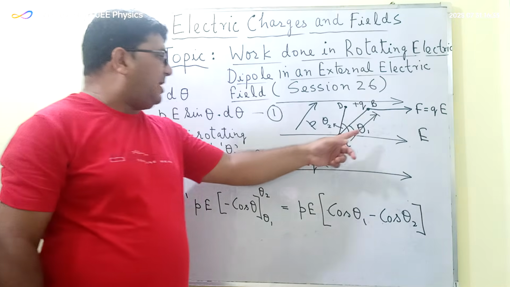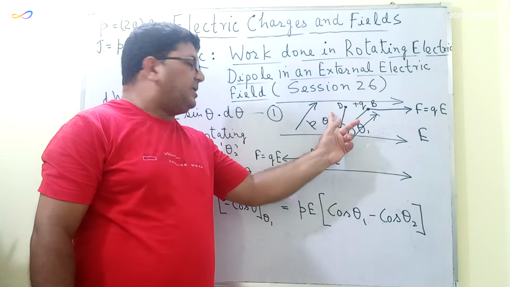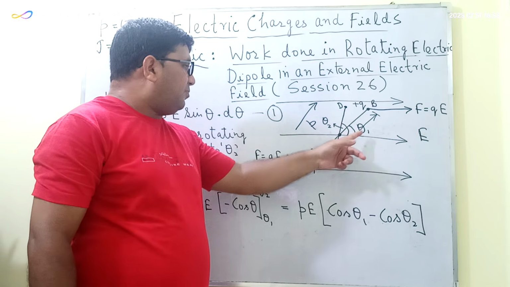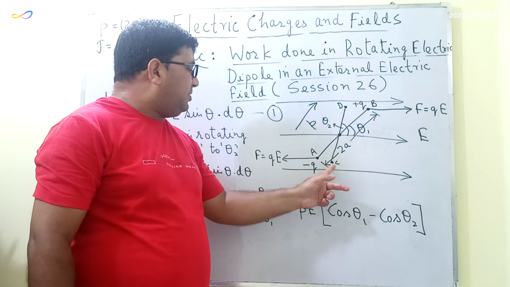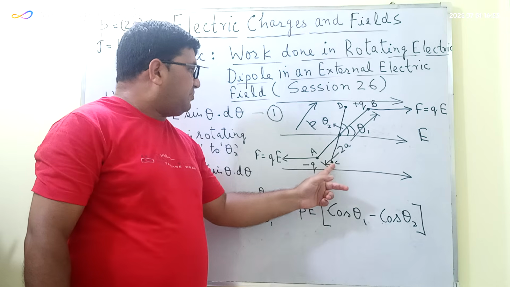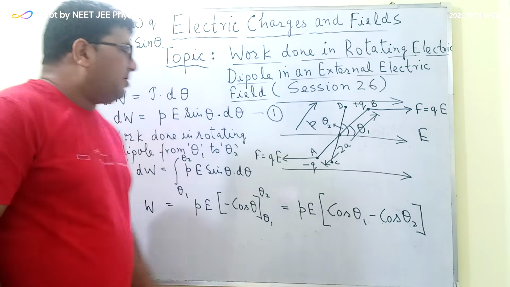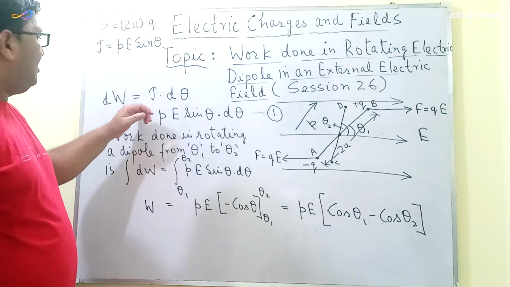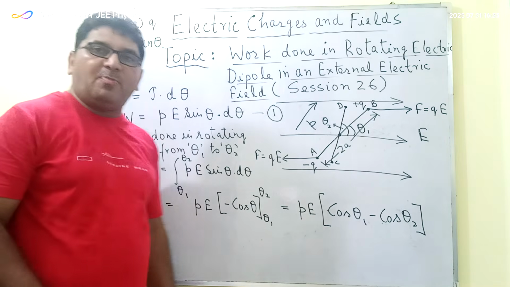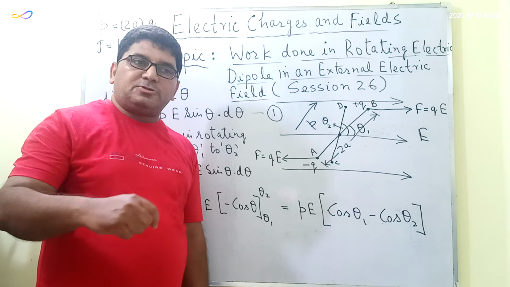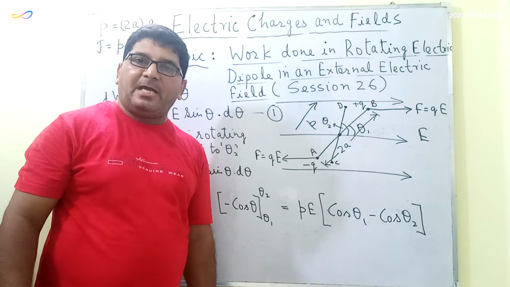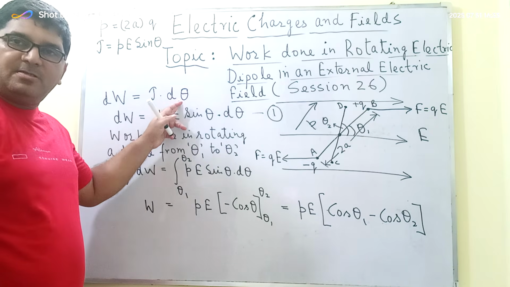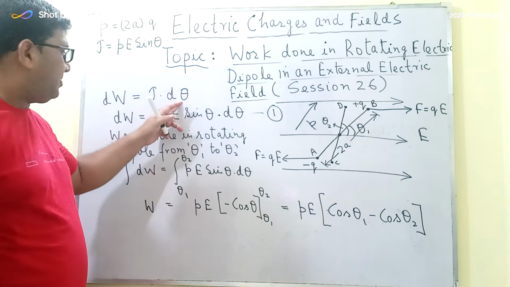Now, if I rotate this dipole from theta 1 to theta 2, as shown in this figure, that is, if I rotate this dipole AB from theta 1 to theta 2, then the new position of the dipole will be CD. So in this case, some amount of work will be done. And we know that in rotating a body through a very small angular displacement, say d theta, the work done is equal to torque multiplied by d theta, where d theta is the angular displacement.